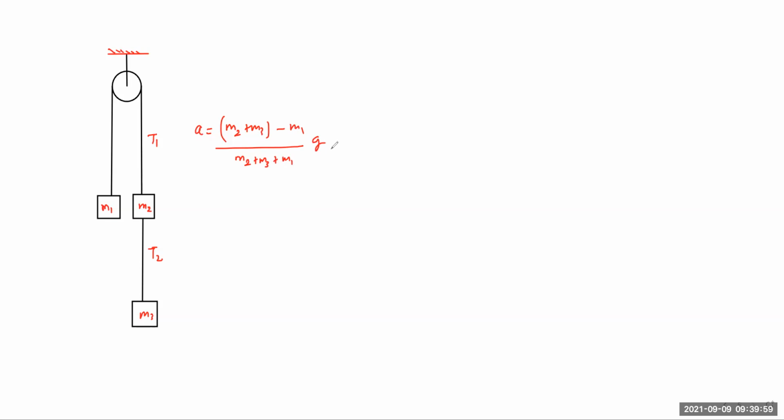This formula is always true. So we can always create a concept called the system. These two we can treat as one mass because they are moving together in the same direction. Understood?